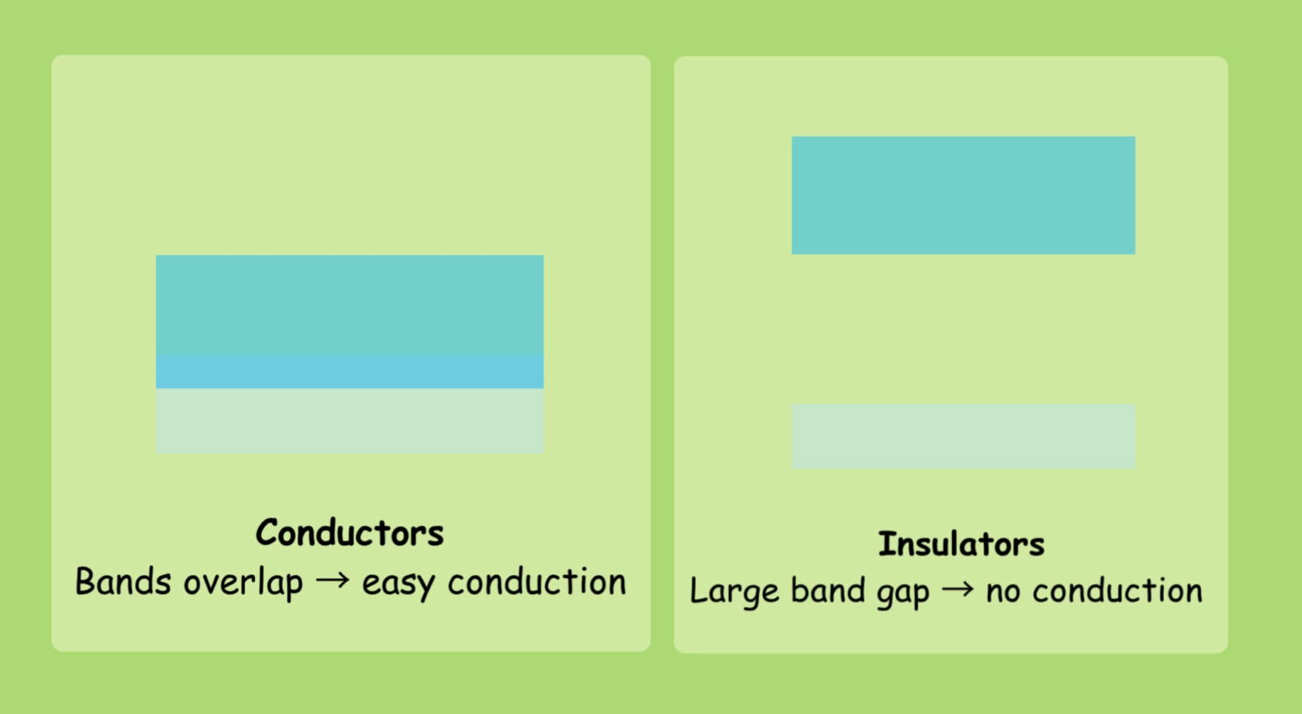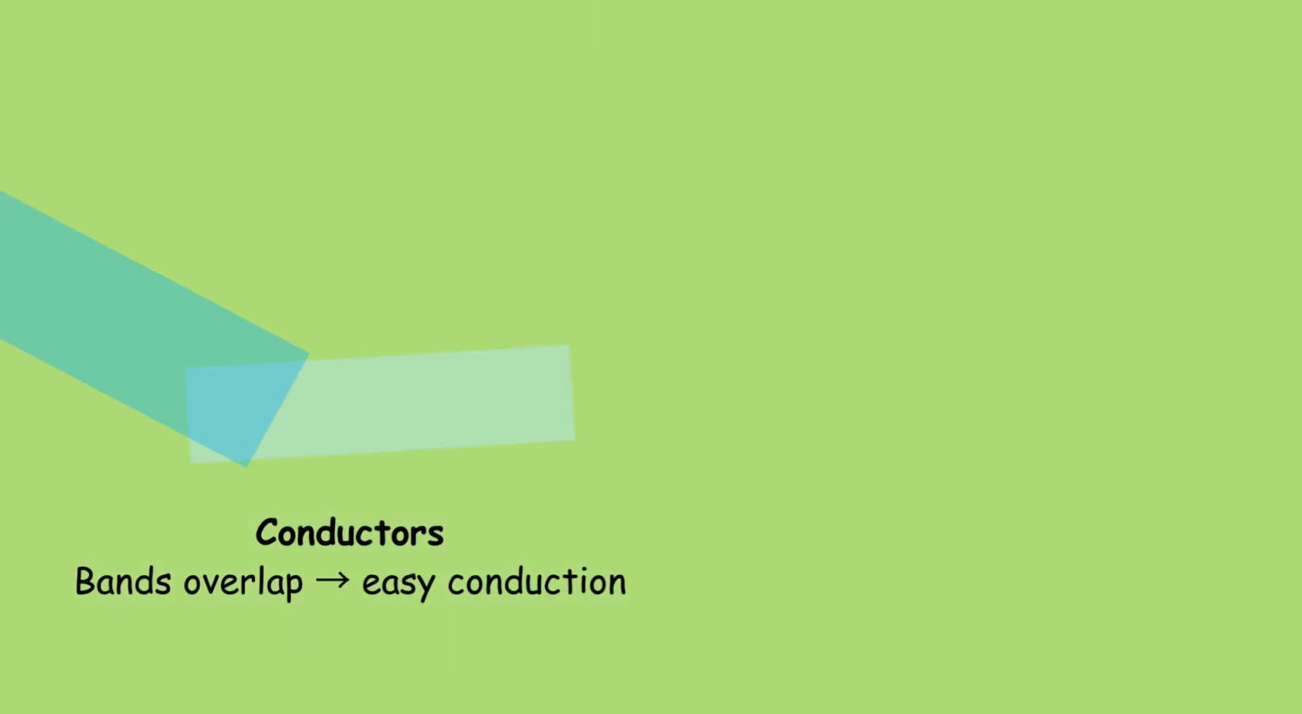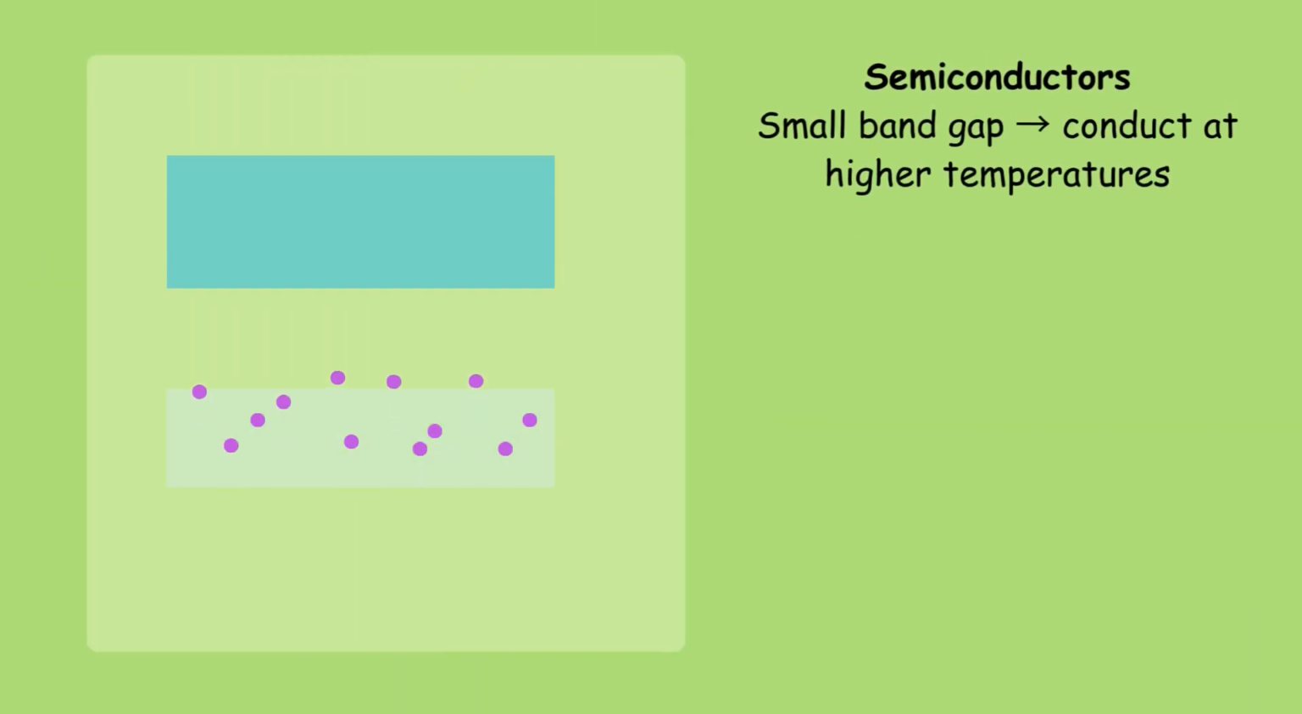In insulators, the gap between these bands, called the band gap, is huge. So even if you try, the electrons can't easily jump from the valence band to the conduction band. But semiconductors sit right in between. At absolute zero, they behave like insulators. But as the temperature rises, some electrons gain enough energy to cross the band gap and move into the conduction band. And that's when the material starts to conduct.